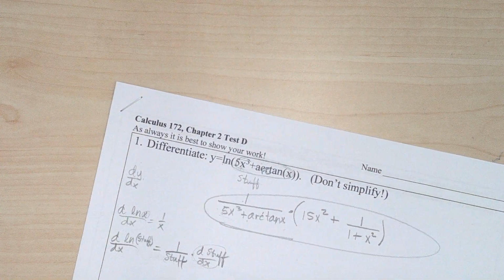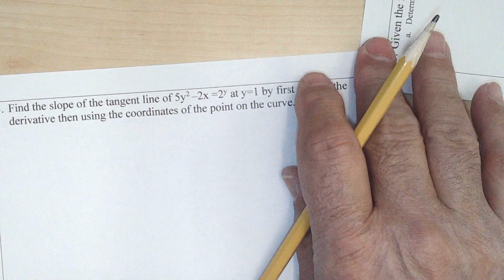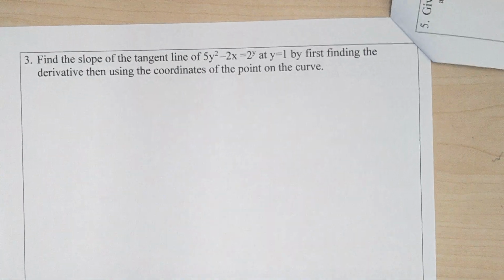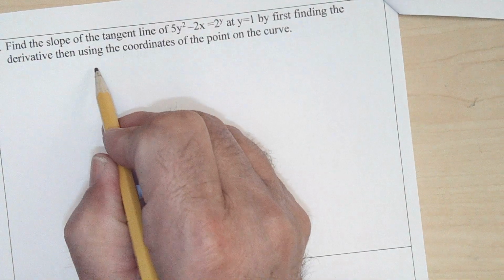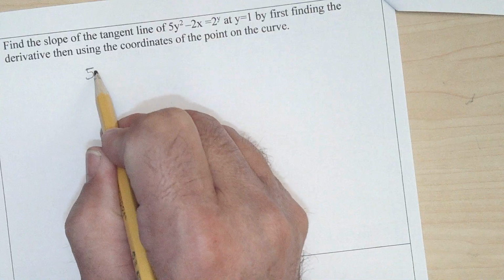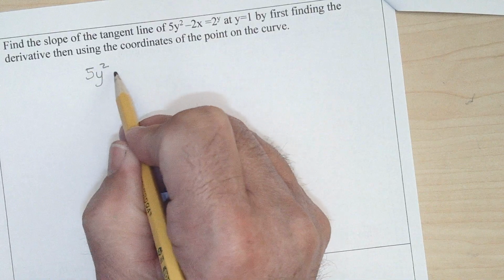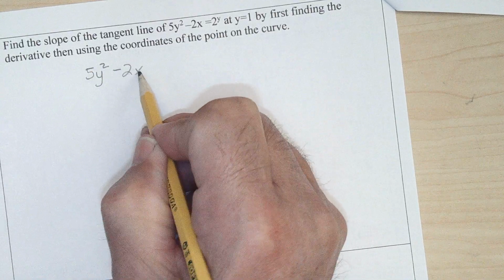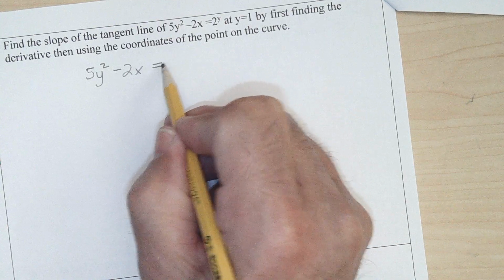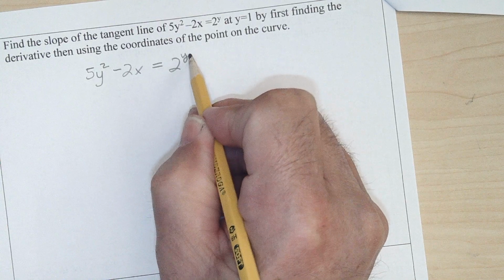Okay. Page 2. So we have 5y squared minus 2x equals 2 to the y.